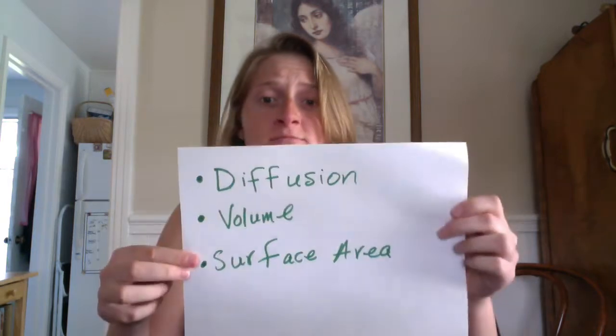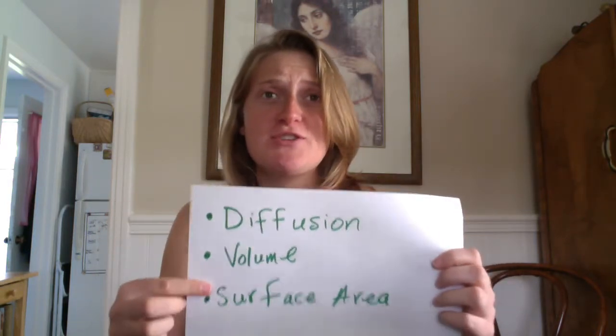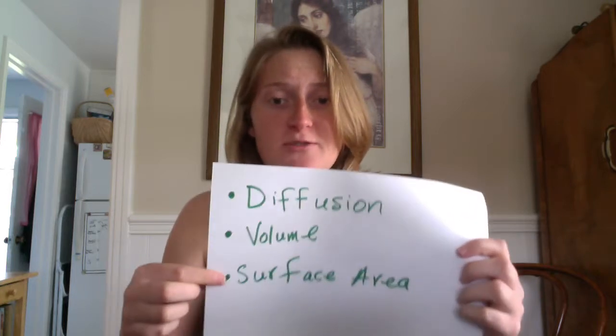Hi, excuse me. I have a question about science. Okay, why are cells so small? To understand why cells are so small, you have to understand three main concepts: diffusion, volume, and surface area. Especially, you have to understand the relationship between volume and surface area.